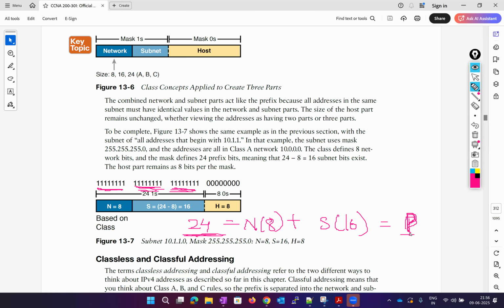Any question? Any difficulty understanding this part? Yes, sir. Yeah, tell me.